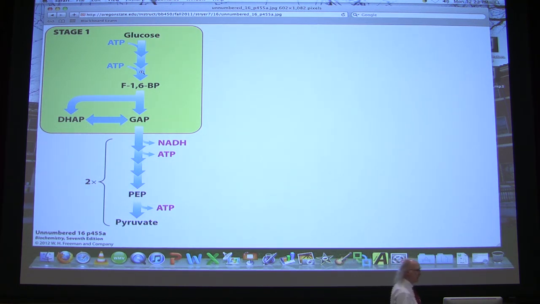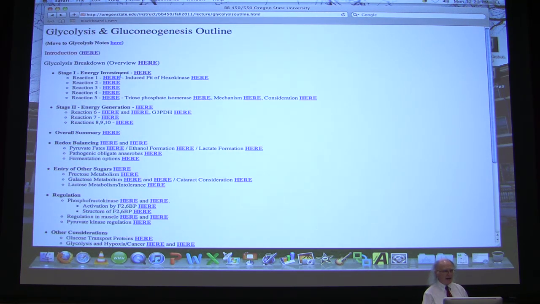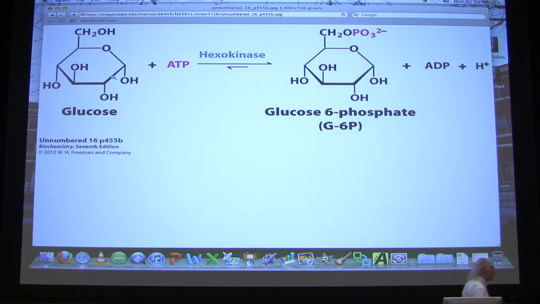There are two different places, as you can see on the screen here, where ATP is used. And in this first phase, no ATP is generated. The ATP is generated only in the second phase, as we shall see. Well, let's take a look at the reactions. Here's the first reaction. Glucose combines with ATP to produce glucose 6-phosphate and ADP. I showed you this reaction earlier. It's catalyzed by the enzyme known as hexokinase.